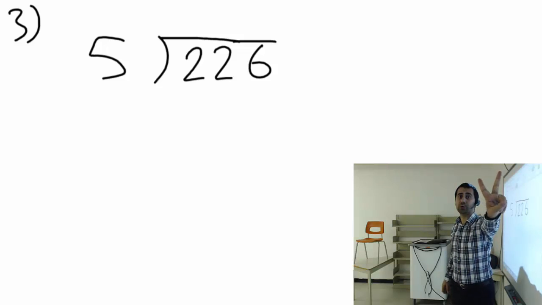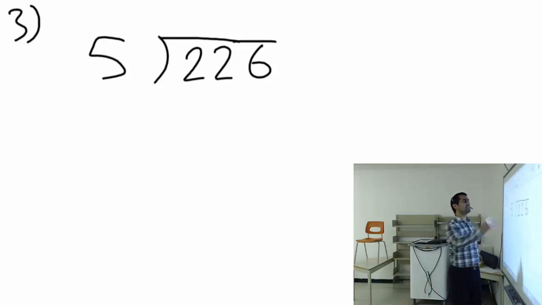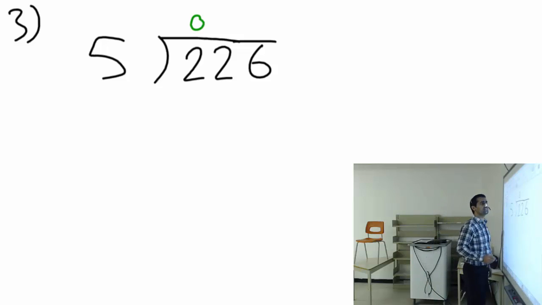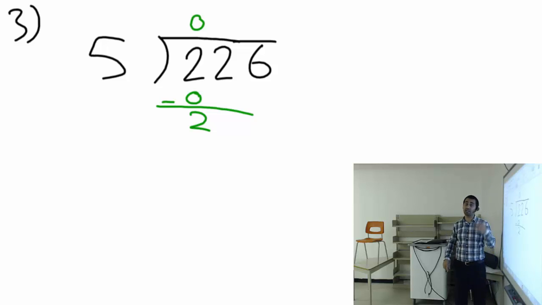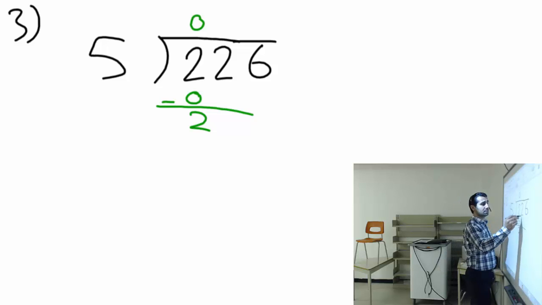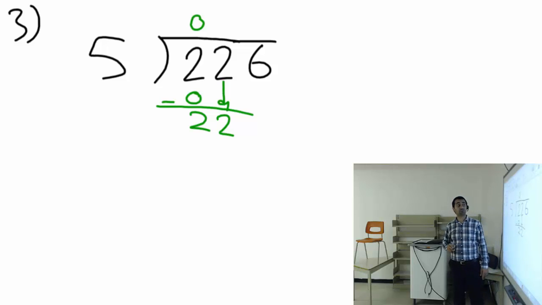In 2, how many 5s do you see? I see no 5s there. Let's write down 0. Nothing times 5 is 0. Subtract. You will get 2 once again. Now let's deal with the next number. 2 goes down. 22. In 22, how many 5s do you have?